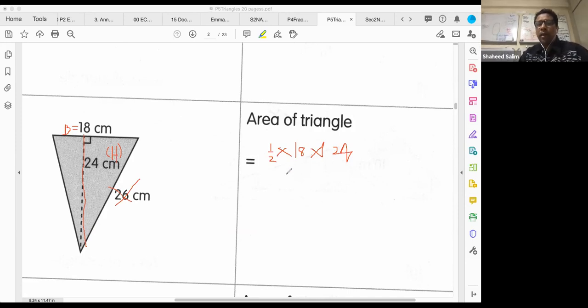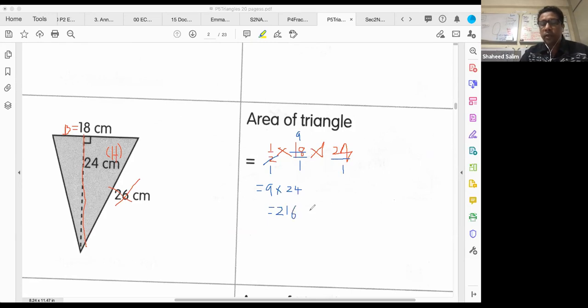So now, if you want to use the cancellation method, this is where your times tables have to be good. You put it over 1. Then you divide by 2, you get 1. You divide by 2, you get 9. So the answer is 9 times 24. You try 9 times 24, you will get 216. You are correct.